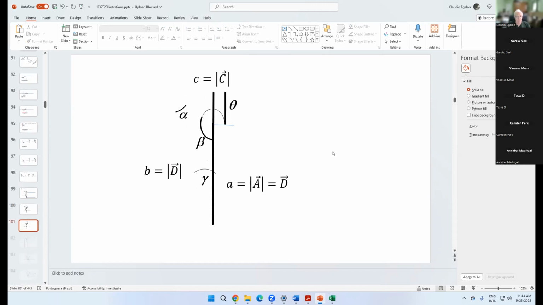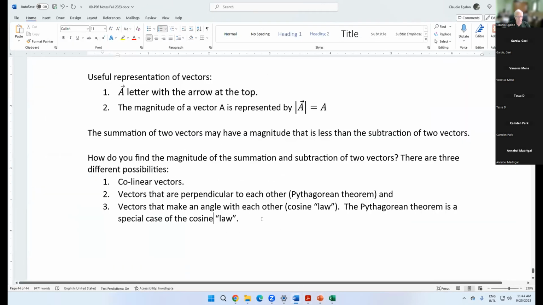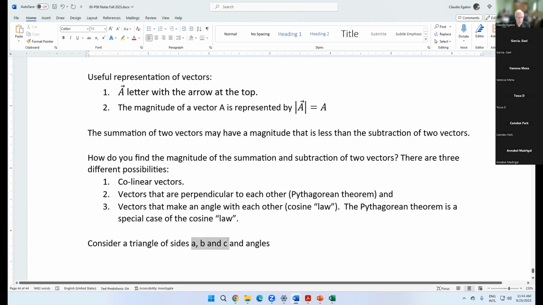There's a relationship that's very easy to memorize, right? For this cosine law, consider a triangle of sides A, B, and C, and angles alpha, beta, and gamma.